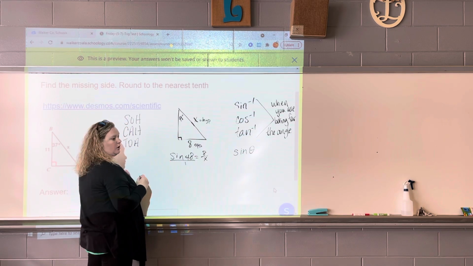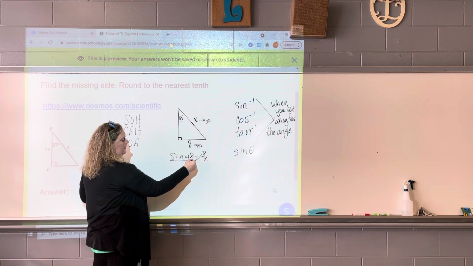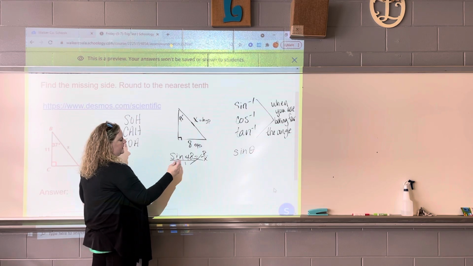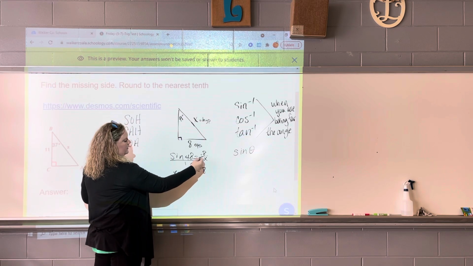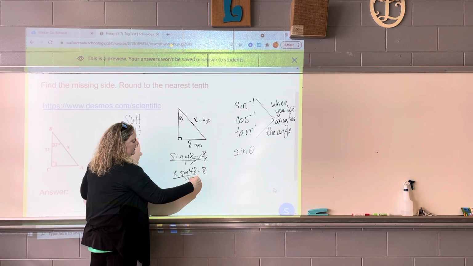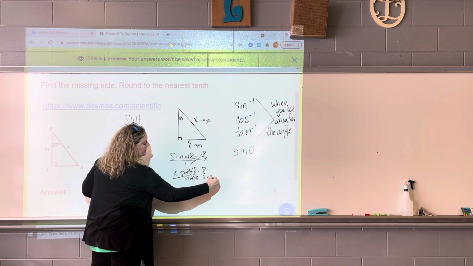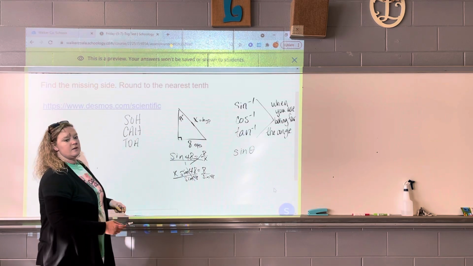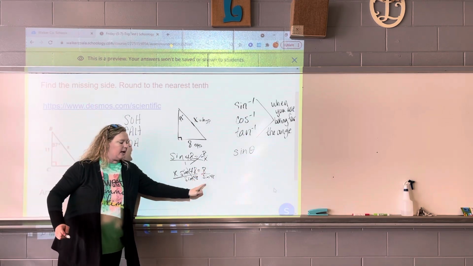And then this is where you draw your 1 underneath it, and then you cross multiply. So x times the sine of 48 will equal 8. 8 times 1 is 8. So to solve this for x, that's a multiply problem. So to get rid of it, I would need to divide by sine of 48. So then I would click the Desmos link, and that's what I would enter into the calculator.